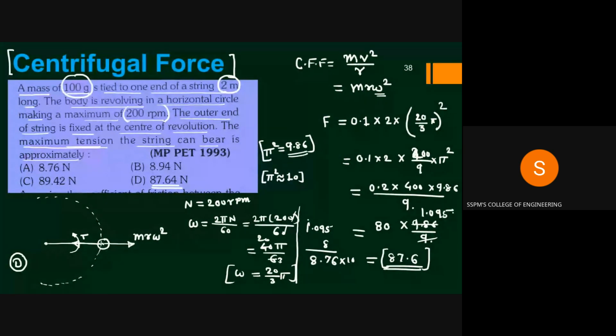Whenever you prepare for the CET exam, try to solve the problem without using the logarithm. Wherever you find the value pi square, either take the exact value 9.86, or you can further simplify pi square equal to 10. I hope you have understood this problem. We are using the simple formula F is equal to m r omega square, which is centrifugal force, and the centrifugal force must be equal to the tension in the cable.